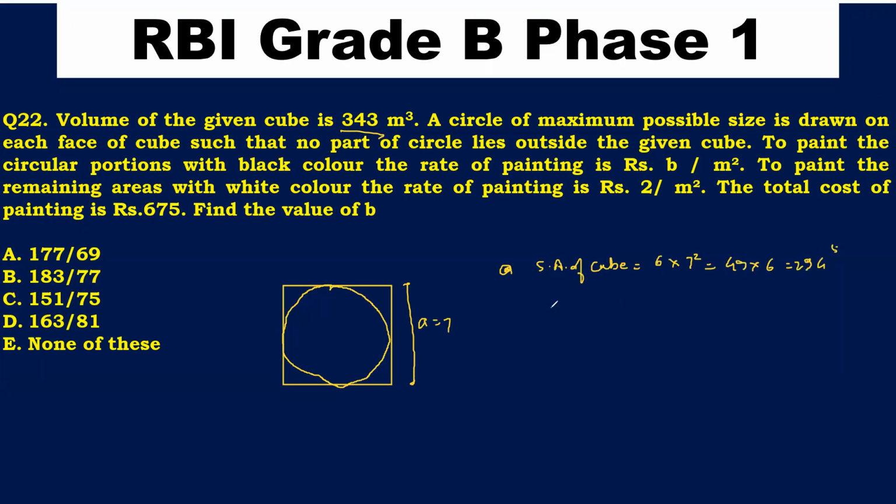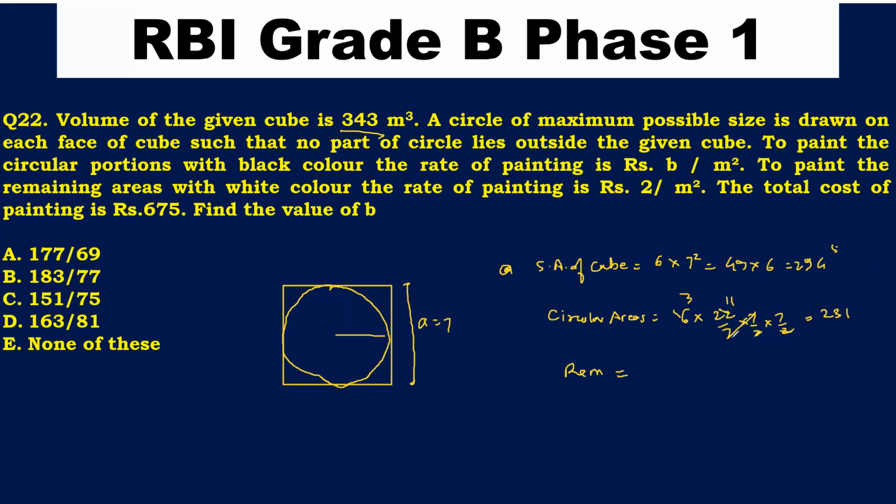That is 294. Circular areas will be 6 times pi r square. So pi into radius here will be 7 by 2, 7 by 2, 7 by 2. That is 2 3s are 6, 11s are 22, so 21, that is 231. 231 will be the circular areas.